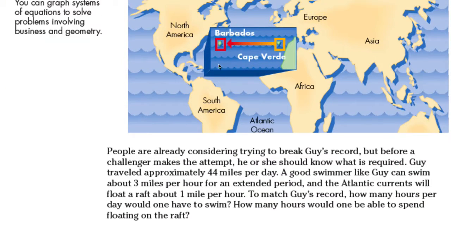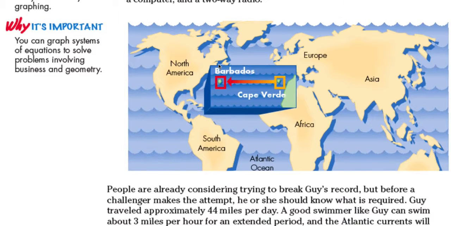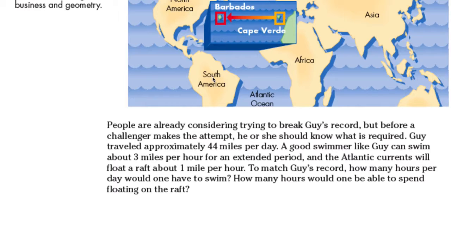Okay? So this is the map of this. This is Cape Verde. And then he swam all the way to Barbados, which is 2,400 miles across. People are already considering trying to break Guy's record, but before a challenger makes an attempt, he or she should know what is required.